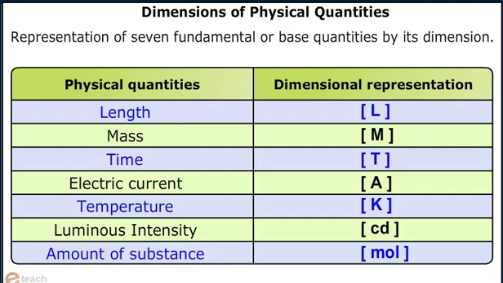For electric current, we have capital A. For temperature, we have capital K. For luminous intensity, we have small cd. And for amount of substance, we have small mol.